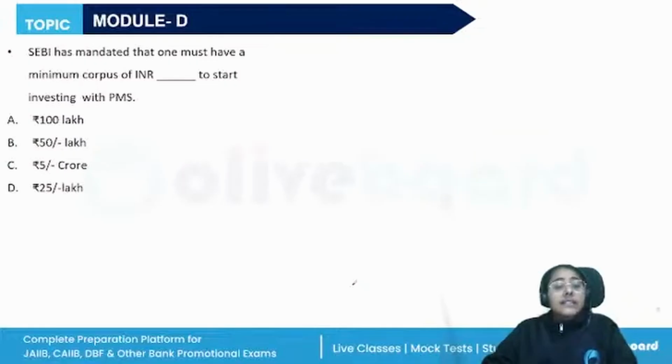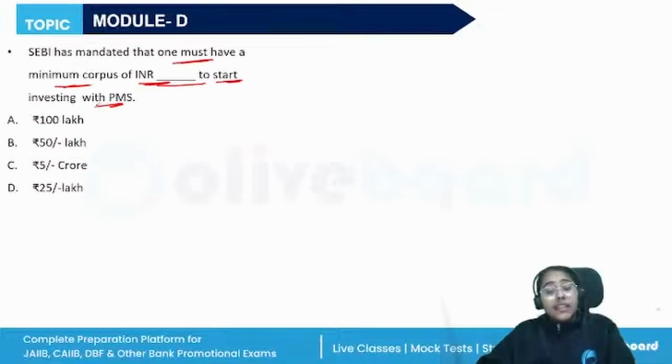Next, SEBI has mandated that one must have a minimum corpus of Indian rupees dash to start investing with the portfolio management services. So like we said, the portfolio management services is fee based and only the affluent class can participate. Also, they should have a minimum capital holding corpus, then only they can give their portfolio to the managers. So, what is this minimum corpus? Whether it is rupees 100 lakh, rupees 50 lakh, rupees 5 crore, or rupees 25 lakhs. Which of the following is correct?